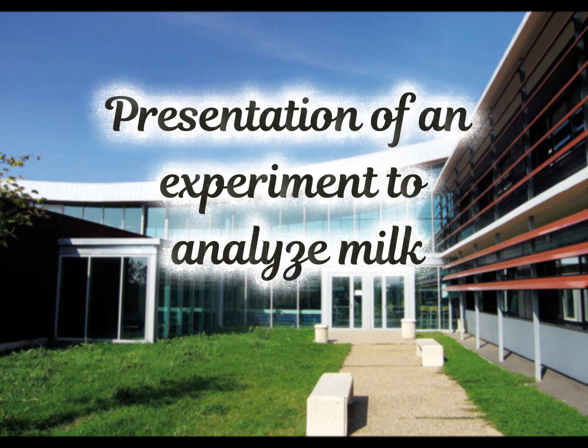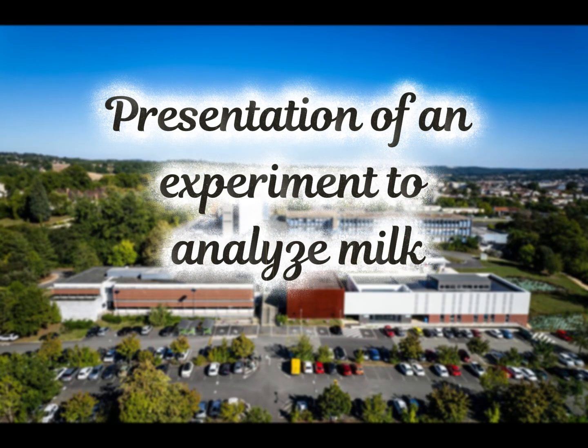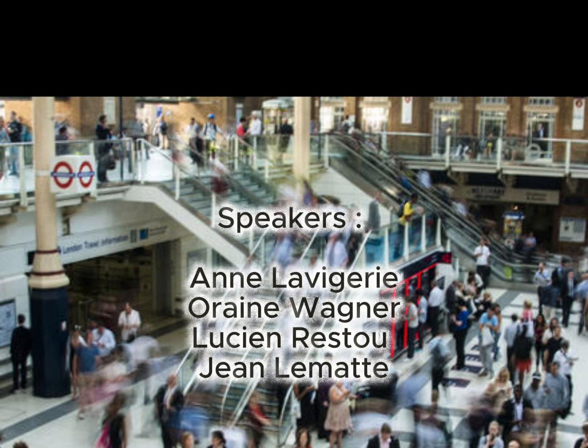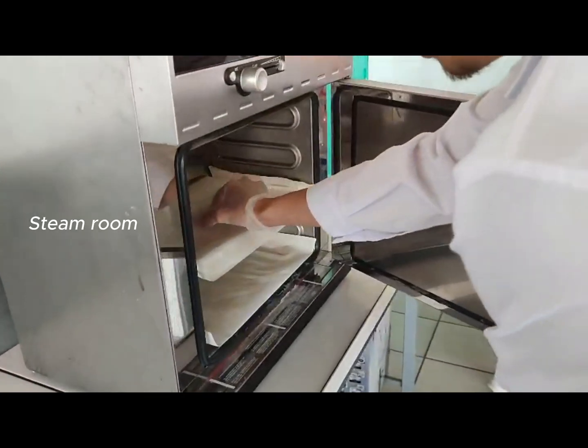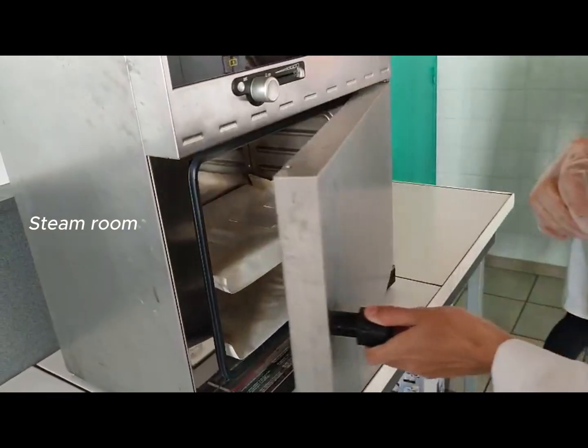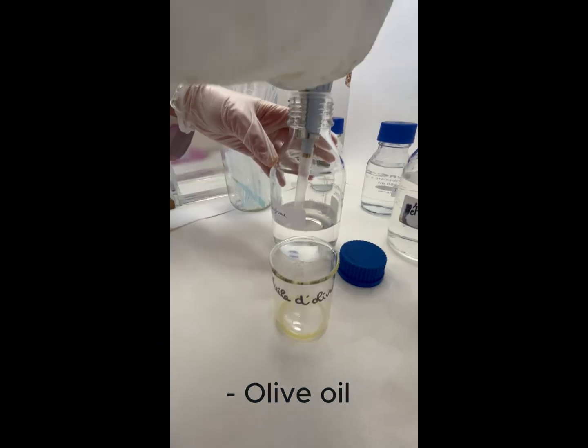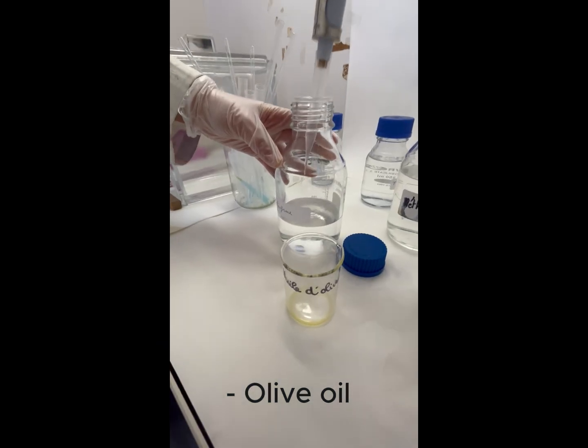Today, we are going to present an experiment that allows us to analyze the milk. First, we analyze the lipid content of milk using thin layer chromatography method. We place a clean silica plate in the steam room to remove any moisture before use. And after, we prepared the indicators.